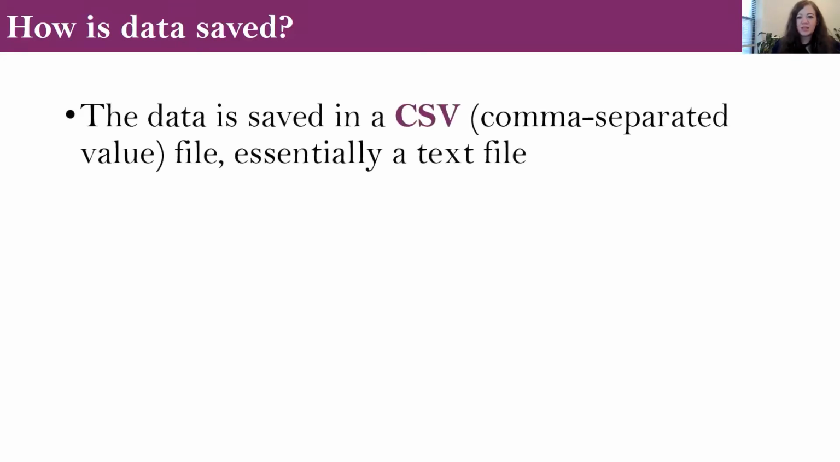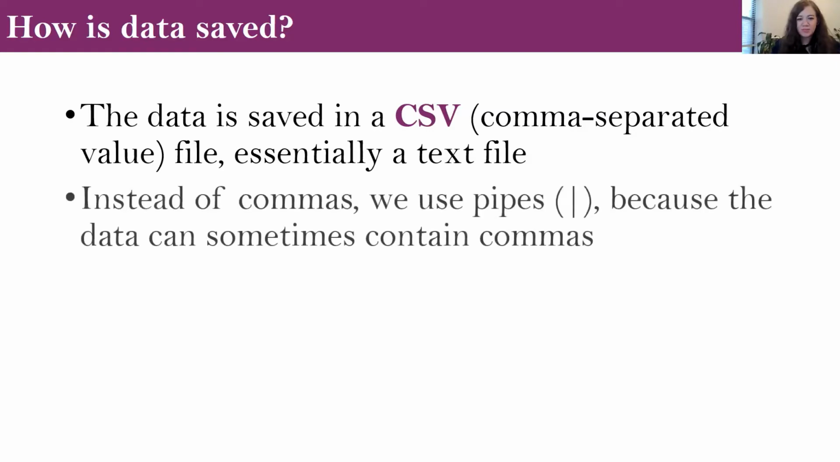As I mentioned, the data is saved in a CSV file. This stands for comma separated value file. It is essentially a text file, so you can open it with a text editor. For these experiments, instead of commas, we use pipes, or vertical bars, because the data can sometimes contain commas. For example, we ask the question, have you taken art classes in the past? Participants might include commas in their response, like, oh yes, I took a class in elementary school and middle school, etc. So we use a pipe because it's not used in standard English text.